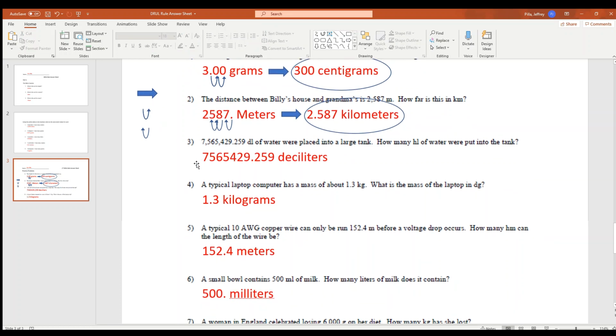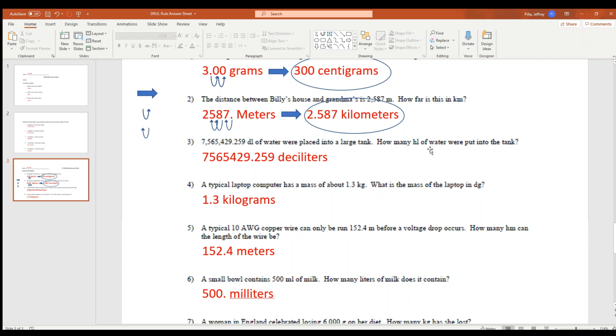Oh boy, look at that number. We have 7,565,429.259 deciliters of water were placed into a large tank. How many hectoliters of water were put into that tank? So we have deciliters and we're going to hectoliters. All right. To go from deciliters to hectoliters, you have to move up the staircase. Okay, and you have to move up. Let's see, deciliters to hectoliters. You have to move up 3 times.